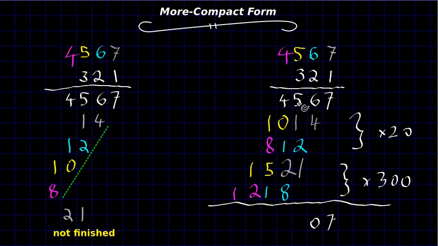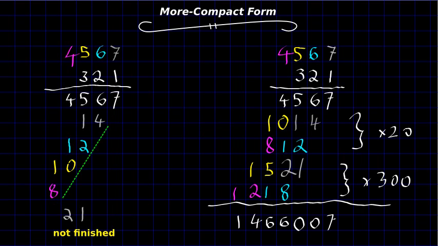Carry the 1. 6, 7, 9, 10. Again, carry the 1. 5, 6, 8. 8 more makes 16. Carry the 1. Makes 2, 10, 15, 16. Write down the 6. Carry the 1. It gives us 2, 4, and a 1. And that's our answer.